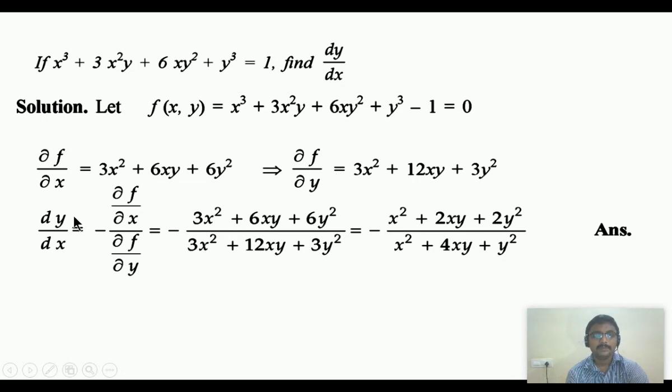Now we have implicit formula to find dy by dx, that is minus dou f by dou x upon dou f by dou y. Just dividing these two functions, so we will get answer. So it is the required value of dy by dx. So simple, just we have to remember this formula and we have to get partial derivatives of f with respect to x and with respect to y.